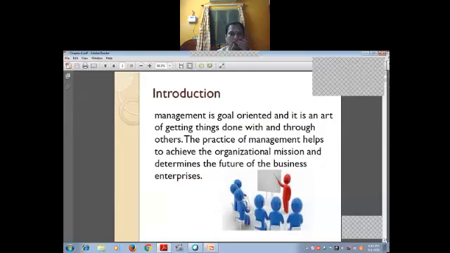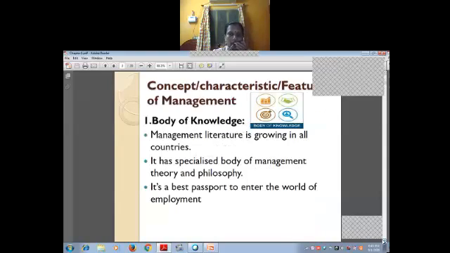The practice of management helps to achieve the organizational mission and determines the future of the business enterprises. What is the future achievement? That they will get through others only. So that is called management. Concept, characteristics, features of management.